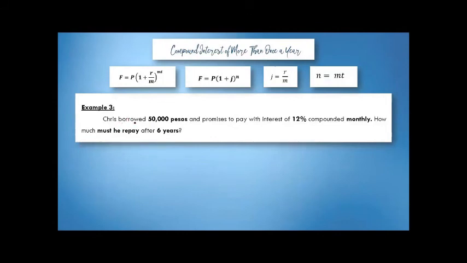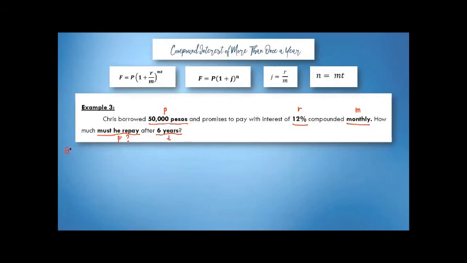So Chris borrowed 50,000 pesos and promises to pay with interest of 12% compounded monthly. How much must he repay after 6 years? So analyze ulit natin, ang 50,000 pesos ay principal amount of money, 12% is the rate, monthly is the compounding period, then must he repay, so that is future value, then 6 years is the time or term.